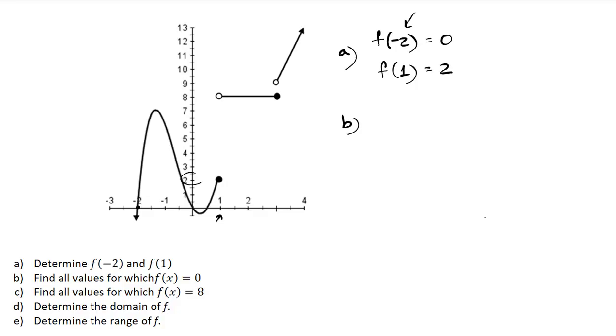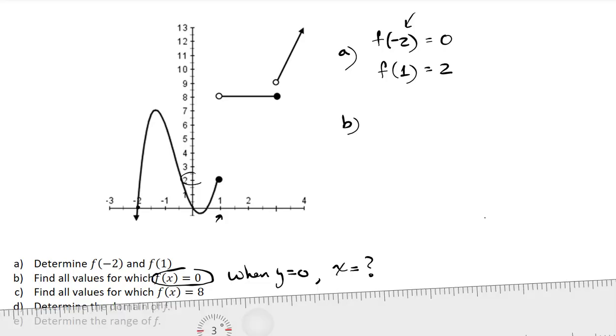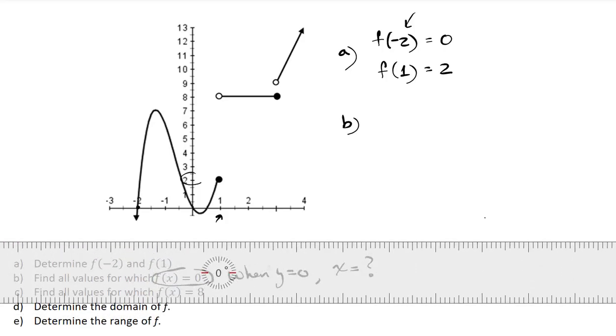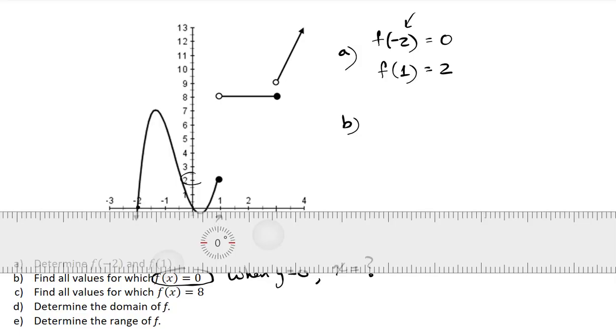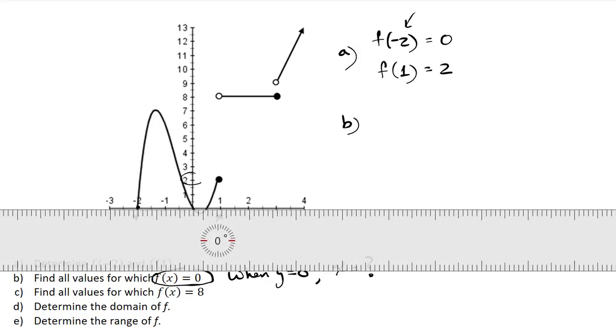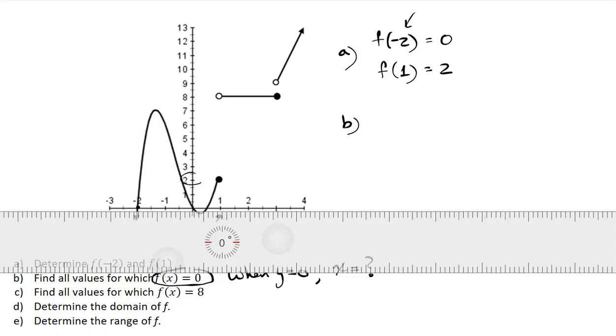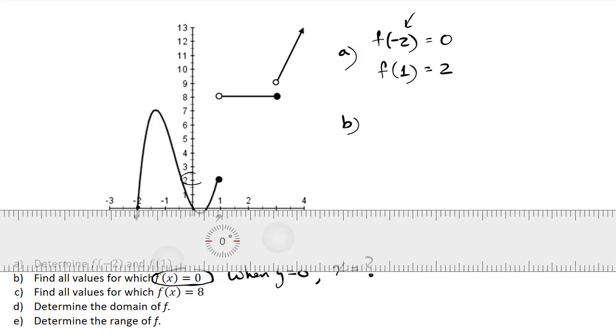For part B, find all values for which the function value is 0. So this is saying that when y is equal to 0, what are the x's? What are the x values? One way to do that is to use a horizontal line and place that line where y is equal to 0. So let's consider using the top of the ruler. And then where the ruler intersects the graph, we want to locate those x values.